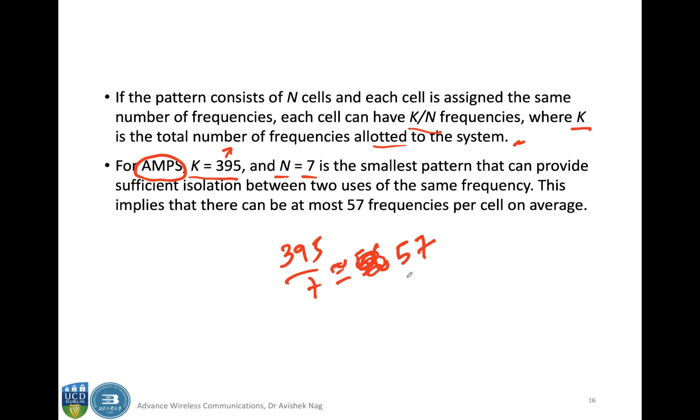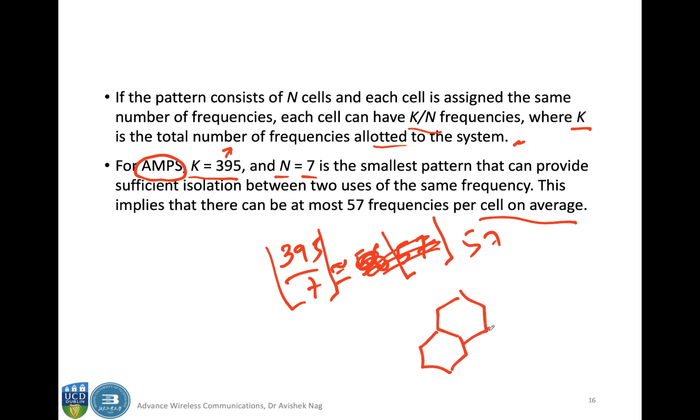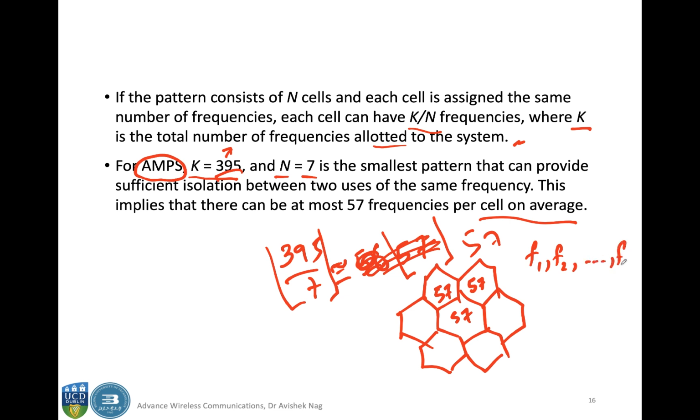If you work with the lower bound, the floor of this, then you will get 57. So you can have 57 frequencies per cell on the average. If we have a reuse pattern of 7, then each of these cells can use 57 frequencies. So if you have 395 and you divide this into 7 bands, then each band has F1, F2 to F57.